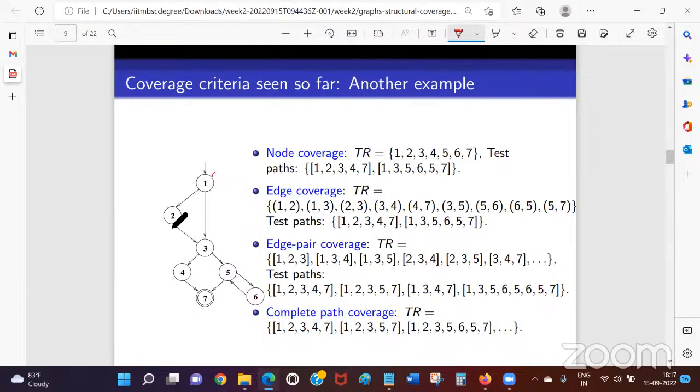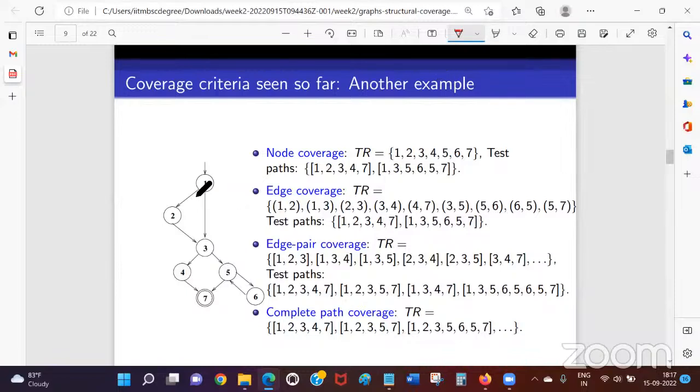If you consider the nodes, we have 1, 2, 3, 4, 5, 6, 7 nodes, right? So these are the nodes 1, 2, 3, 4, 5, 6, 7. Now the simple way to understand node coverage is that each of the nodes will be covered. There are 7 nodes, so I have to cover all 7 nodes. I need to select paths like that. So how can I cover that? It's a simple way to cover all the nodes.